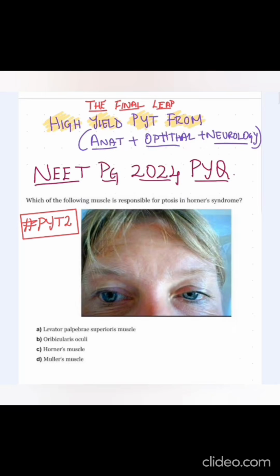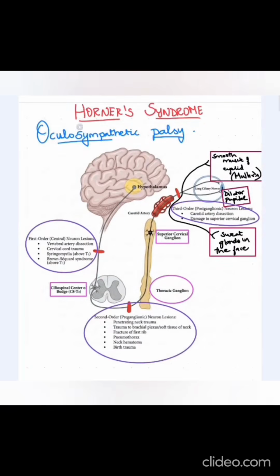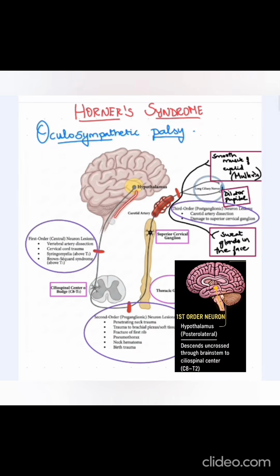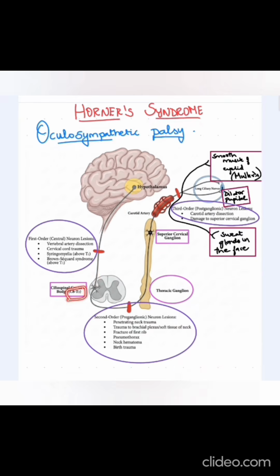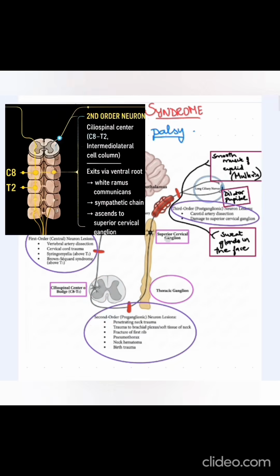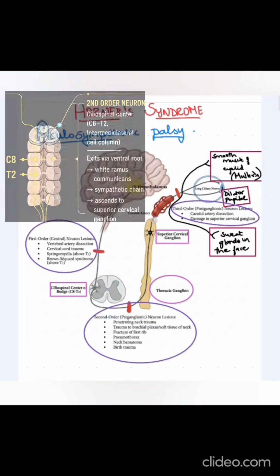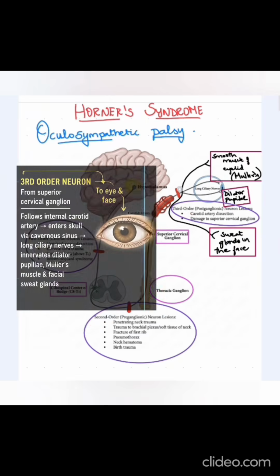Okay, as always, concept before answer. This was a case of Horner's syndrome, which is oculosympathetic palsy. The sympathetic supply to the eye starts from the hypothalamus, where the fibers descend down to the ciliospinal center, which is present from C8 to T2. From there, the second order neurons, that is the preganglionic neurons, continue to the superior cervical sympathetic ganglion. And from there, the third order neuron or the postganglionic fibers reach the eye.